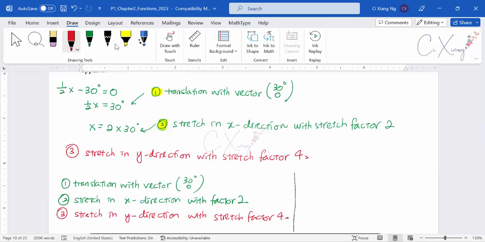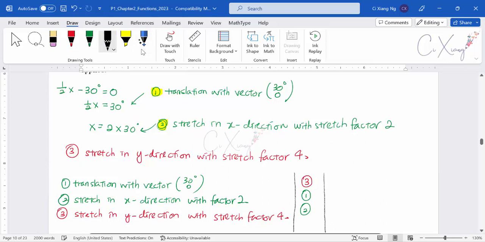Or, because we know that the sequence between y and x is not important, some students might start with the y direction first. That means they have the stretch in y direction with a stretch factor 4, followed by the second transformation in x, which is a translation with a vector 30 degree and 0. Then the last one is two, where you're having a stretch in x direction with a factor 2. So this is also one of the answers that is acceptable.